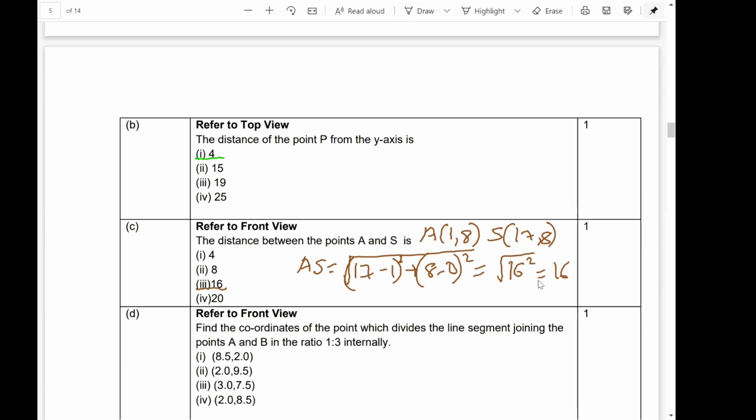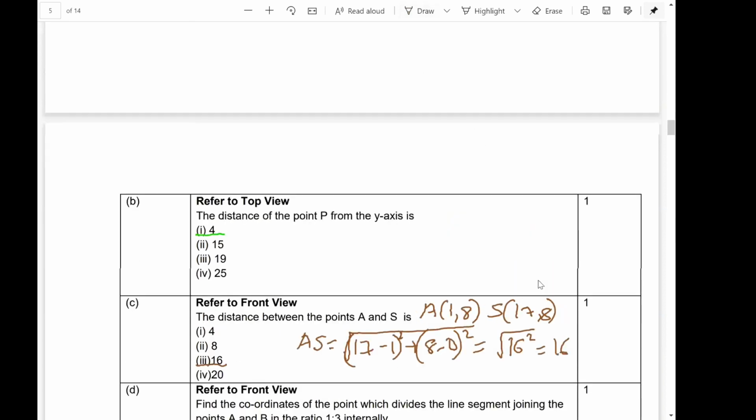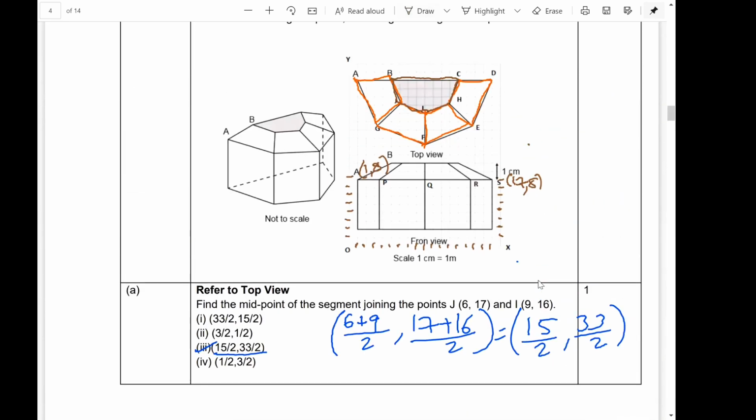Now let's see the next one. Find the coordinates of the point which divides the line segment joining the points A and B in the ratio 1:3 internally. So that we can find out by section formula. Let's see the diagram again. We have to take the coordinates of A and B. A is only written, it is (1, 8).